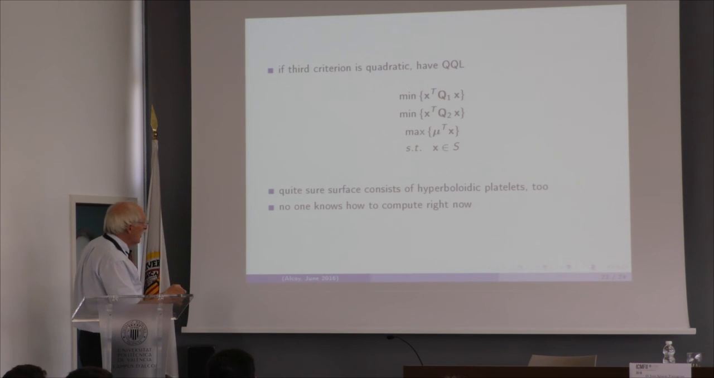But now we think that the non-dominated frontier is going to be a surface. And we think the surface of this consists of hyperboloid platelets too. But no one knows how to compute them. So this is a totally open mathematical question.